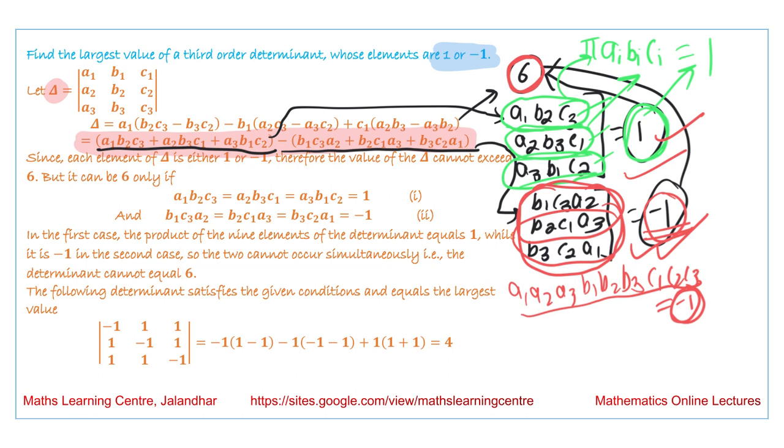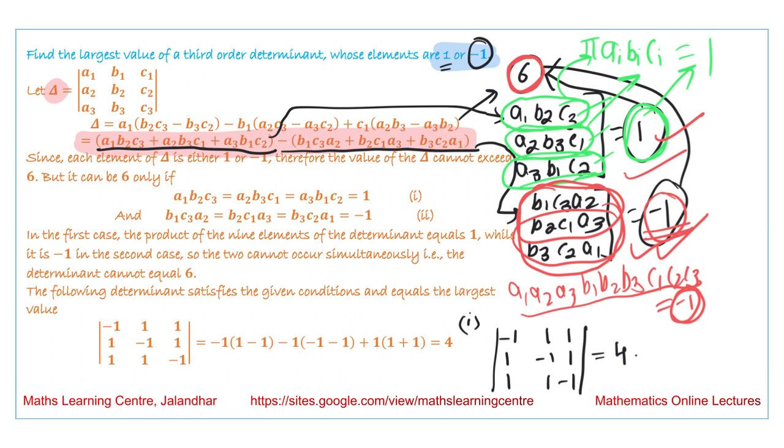Now next, we are trying to write the determinants that we can write using the elements 1 and minus 1. Suppose I am talking about different cases. The first case I am considering is if there is one minus 1 and two ones in each row: minus 1, 1, 1, then 1, minus 1, 1, and then 1, 1 and minus 1. In this case, the value of the determinant comes out to be 4.